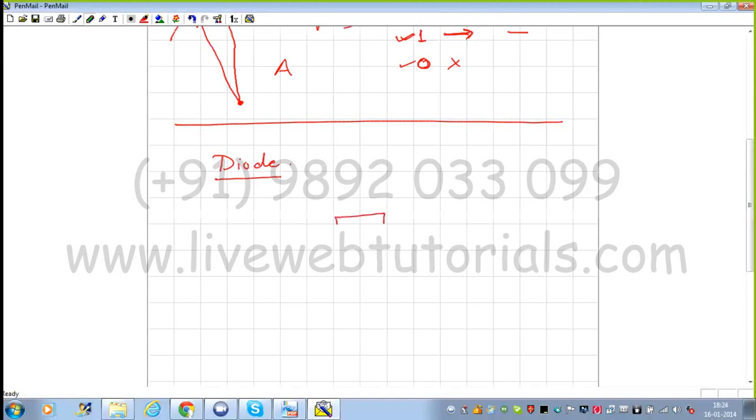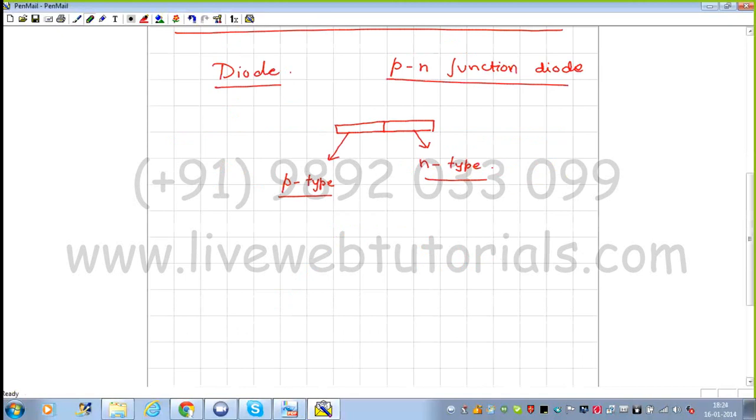One is going to be this material, which is going to be known as p-type. The second material which is going to be there is going to be known as n-type. Both together are known as p-n junction diode. So this is p-n junction diode. Now what does this p mean and what does this n mean? Normally, this is made up of a combination of materials which consist of semiconductors.